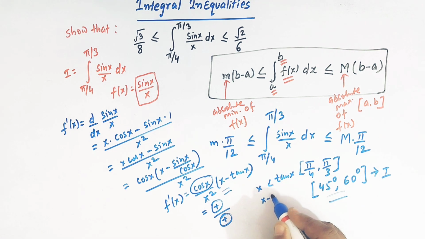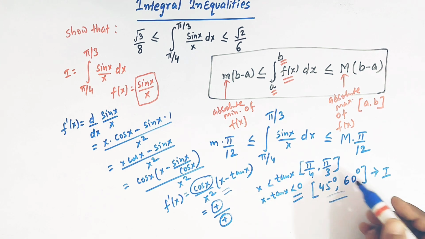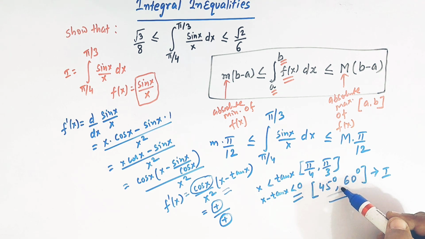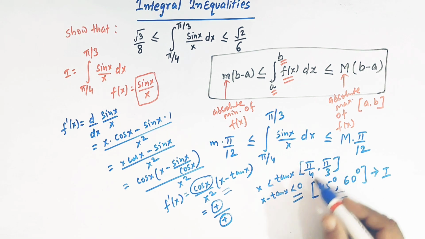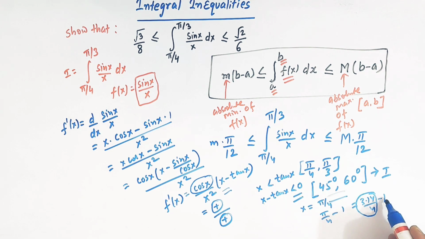It means x minus tangent of x is less than 0. We can verify this result by taking some particular value of x lying between this interval. For example, let us take x equal to pi by 4. Here we have pi by 4, and tan pi by 4 is 1. And if we divide 3.14 by 4 and subtract 1, this quantity is obviously less than 1.